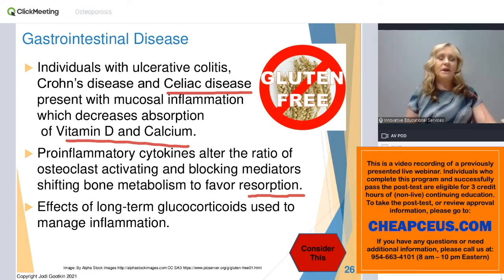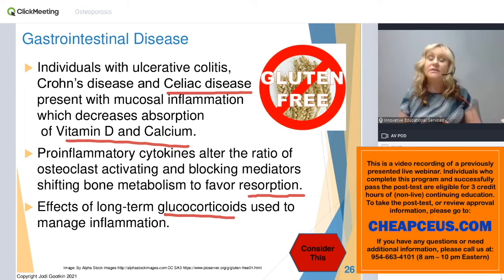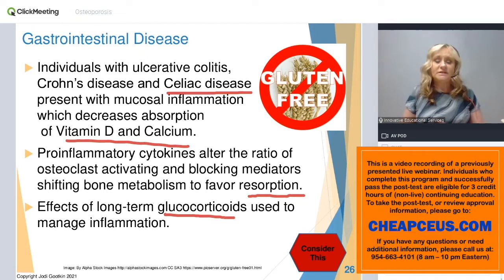To manage many long-standing intestinal conditions, glucocorticoids are utilized, and those medications tend to have a negative effect in several different mechanisms on the homeostasis of our bones. So individuals have several different ways when they present with gastrointestinal disease that place them at risk for the development of osteoporosis.